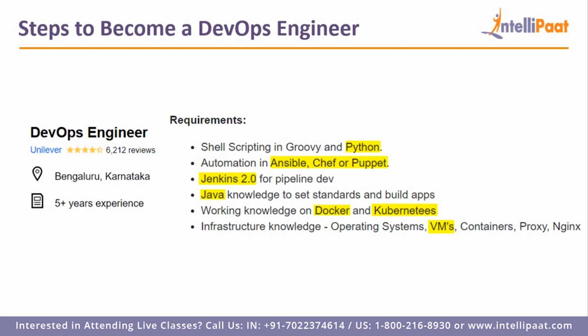So basically they need shell scripting and also Python. So they need you to know some programming language. Even though the programming language is not part of a DevOps engineer's role, learning how a programming language works will help you very much in DevOps engineering. And then comes automation. You will need to know either Ansible, Chef or Puppet as per this company, and then Jenkins 2.0, and then Java, and then Docker and Kubernetes for containerization and also orchestration. And then you also might need to know about operating systems, virtual machines, containers, proxy and engines.